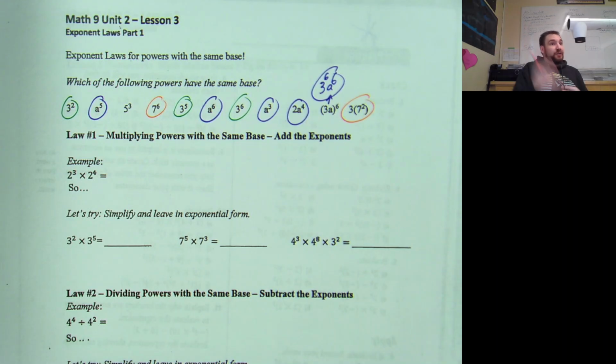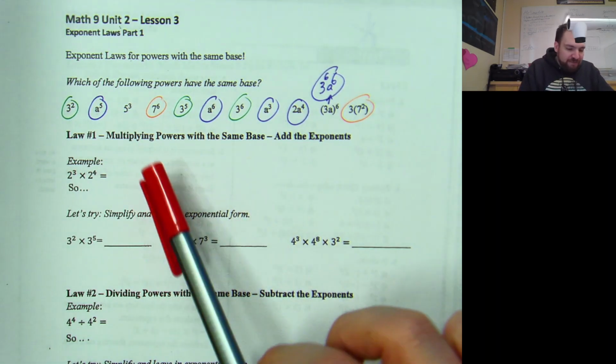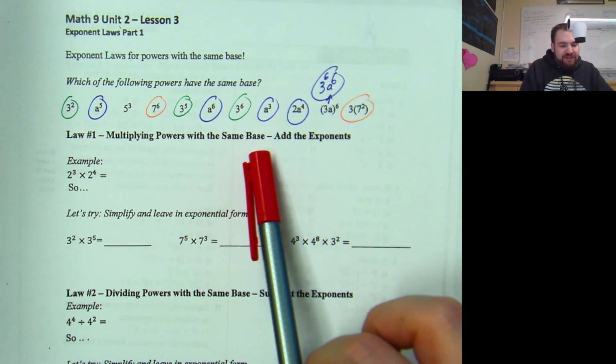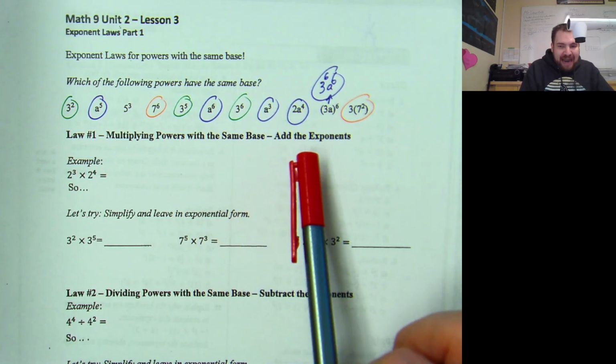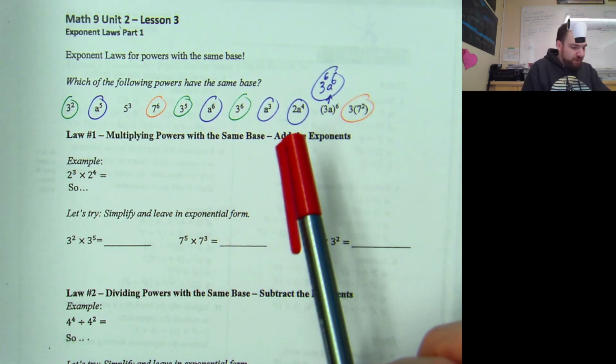So there's 6 or 7, maybe 8, depending on how I break them up, I can't remember, of these exponent laws that I want you to get comfortable with. Some of them you should have learned in grade 8. The first one involves multiplying powers with the same base. When you do this, you are going to add exponents. I'm going to prove to you why this works.